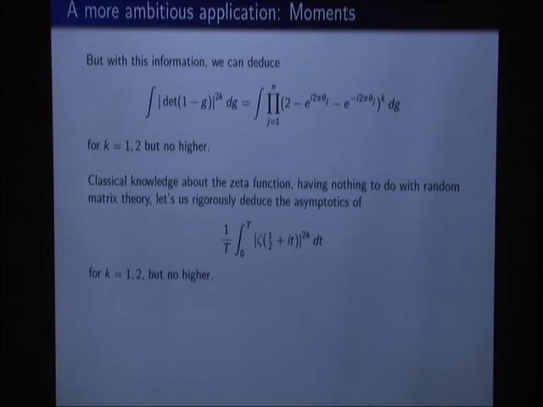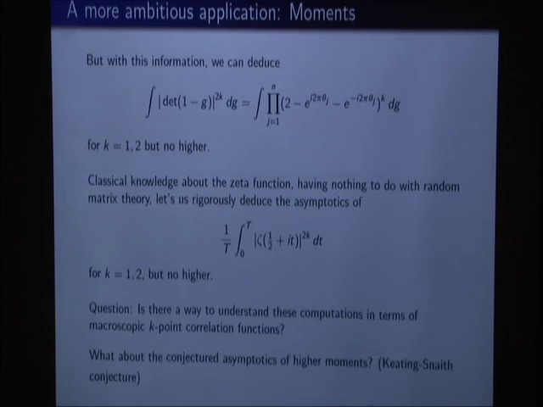The way we do that is by approximate functional equations for zeta or for zeta squared. So a question is whether there's a way to understand these computations, not in terms of these very special splittings of the zeta function by approximate functional equation, but instead just using macroscopic k-point correlation information.